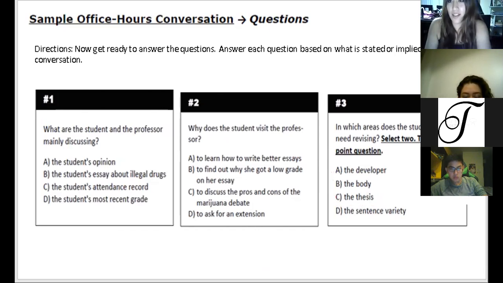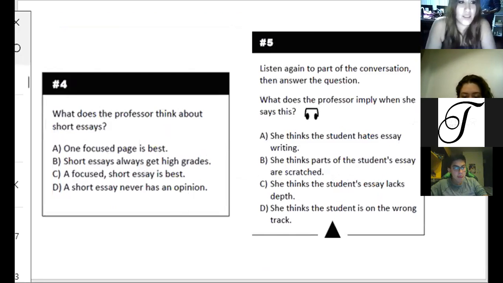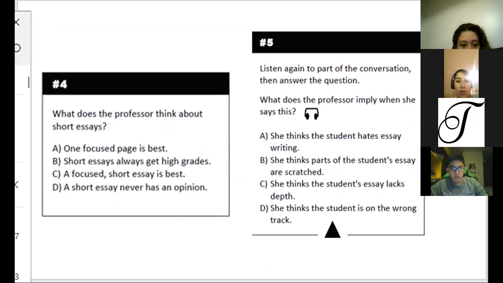Let's go for the next one. Number 4. What does the professor think about short essays? I think that one is a little easy. A, one focused page is best. B, short essays always get higher grades. C, a focused short essay is best. And D, a short essay never has an opinion.